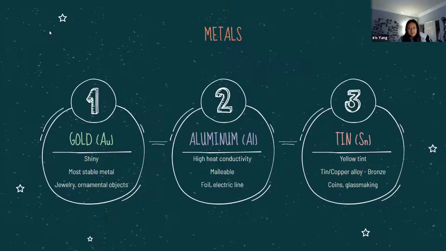Then tin is used for making coins and in glass making. Okay. Any questions here? Okay, cool. Then we're going to keep going.